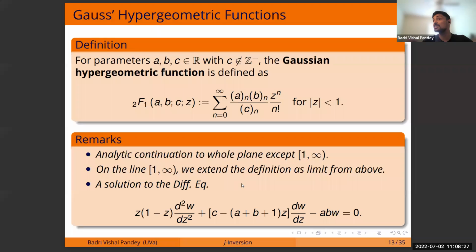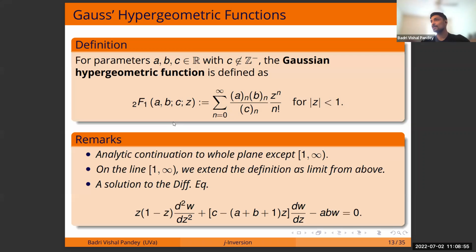And third, which is how it was originally studied: Gauss was interested in the solution of this differential equation. It turns out that when you solve it by the standard procedure, writing a power series expansion, you get a recurrence relation, and using that you get this. Any questions so far?